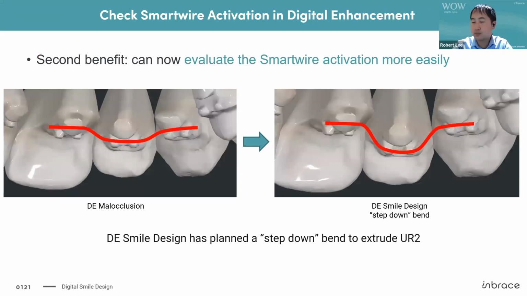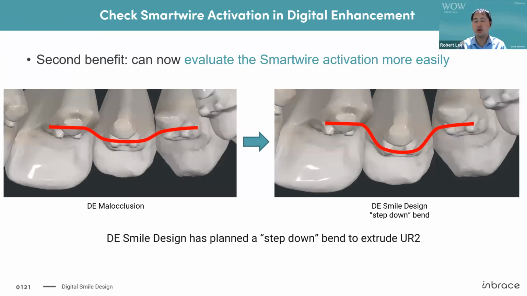The second benefit is you can see the smart wire activation. I think this is fairly important because you should be able to read and see, are the wires going to move how I want them to move? The easiest way to do it is to imagine it as a straight wire, because really the only thing that matters is the difference between each tooth and each wire bend. So in the DE malocclusion compared to the DE smile design, you can see the upper lateral bracket has extruded. That's how the wire is going to be designed. So when you insert that wire from the smile design into the malocclusion, it's essentially going to be a step down bend for that upper right tooth.